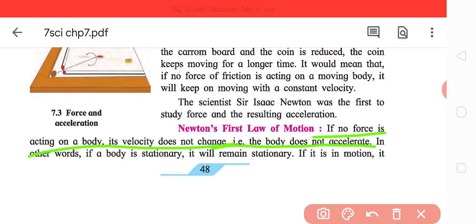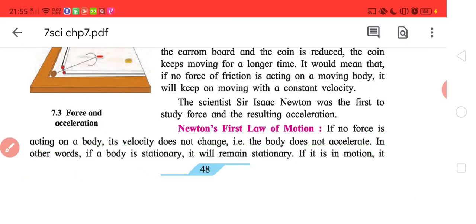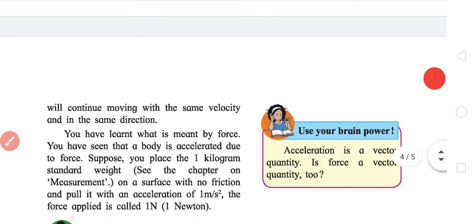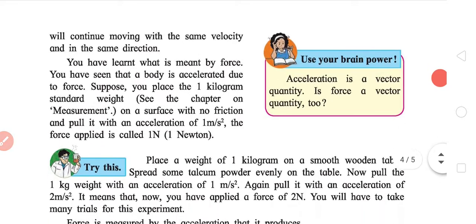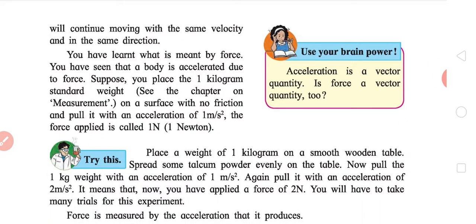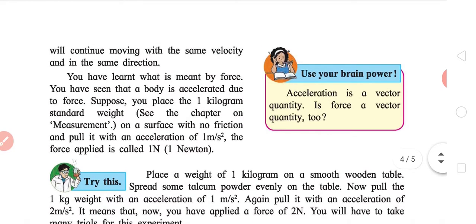That is with respect to Newton's first law of motion. If no force is acting, the velocity does not change. In other words, as it's clearly written, if the body is stationary, it remains stationary. If it is in motion, it will continue to move with the same velocity and in the same direction, provided that there is no friction. Okay.